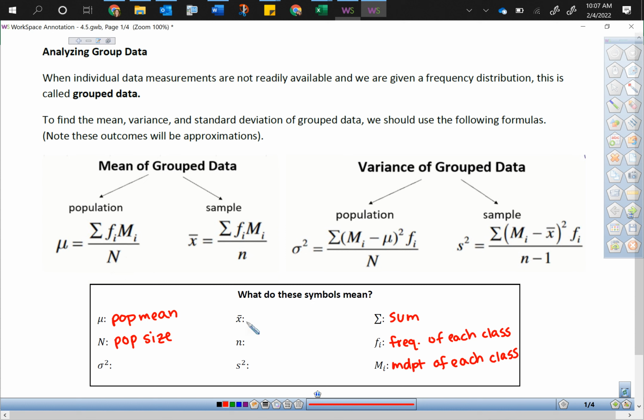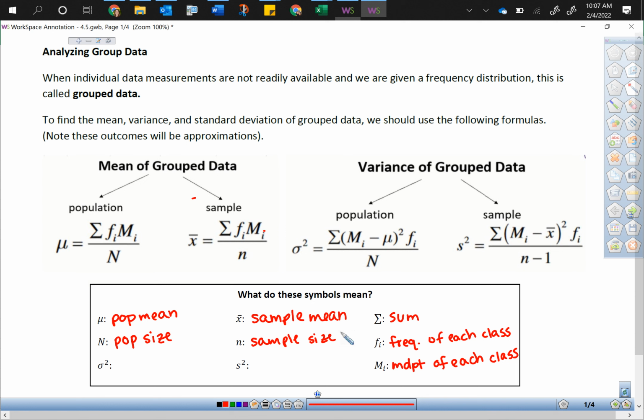What does x bar stand for? That's the sample mean. Sample mean. Okay. Then we still have the sum of the frequency times the midpoint. That hasn't changed, but what does lowercase n stand for? Sample size. Very good. Sample size. So essentially the population and the sample means are really the same formula. They just use different symbols.